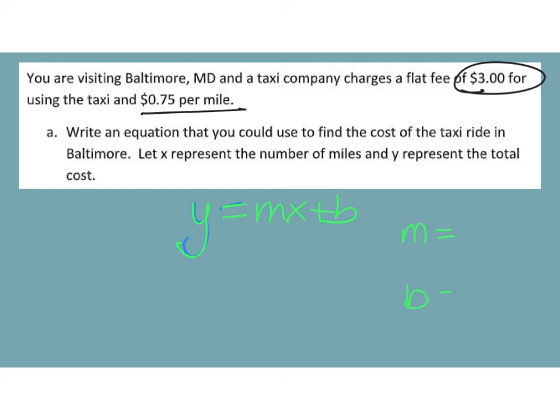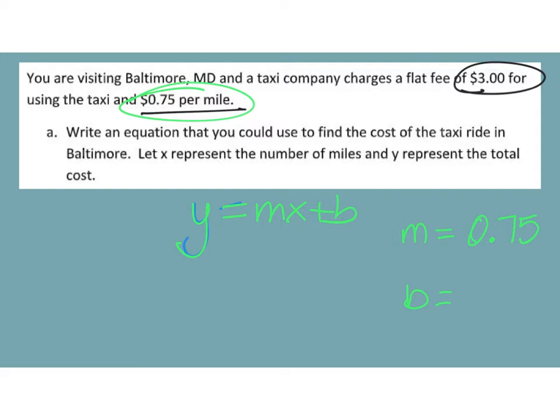Remember, m is your slope, your rate. So in this case, you see that word per, that means this is our rate. So the word per tells us our rate is 75 cents, so 0.75. And the b is the initial fee. This is the starting point. This is that delivery fee, the one time that you have to pay.